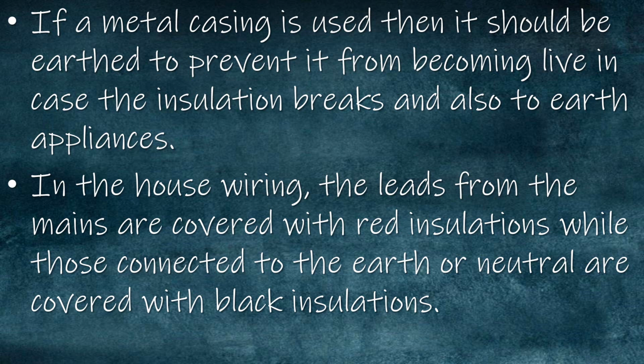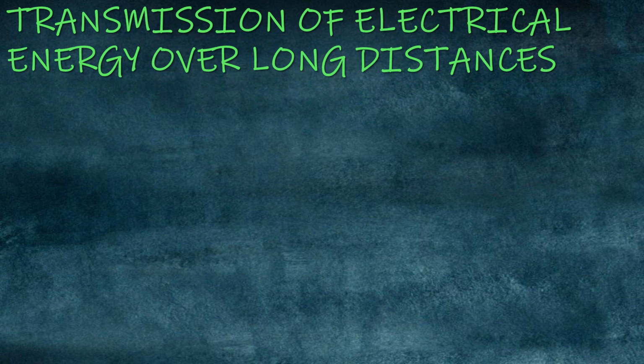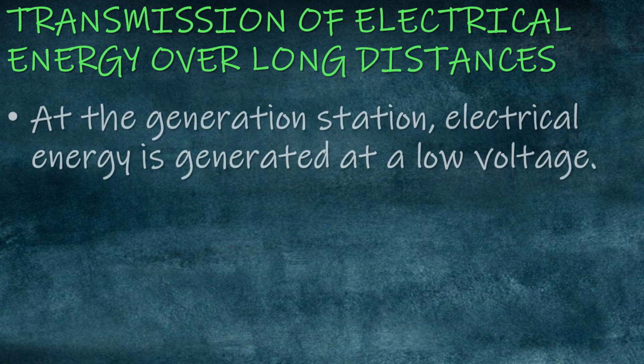In the house wiring, the leads from the mains are covered with red insulations, while those connected to the earth or neutral wire are covered with black insulations. This is like for the sake of Uganda. And now we want to look at transmission of electrical energy over long distances.